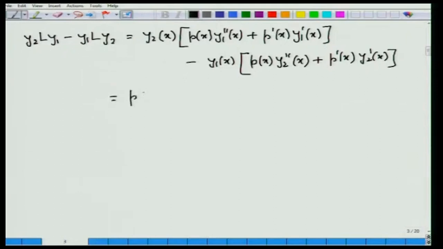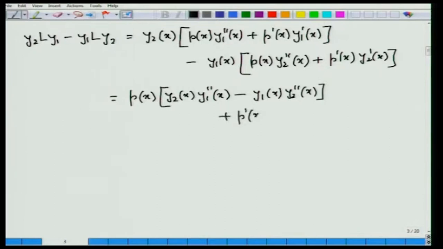be equal to p x multiplied with y 2 x y 1 double dashed x minus, from here, if we take the term with p x as common, so this will be minus y 1 x y 2 double dashed x, this one, plus p dashed x, this multiplied with y 1 dashed x y 2 x minus y 2 dashed x y 1 x.